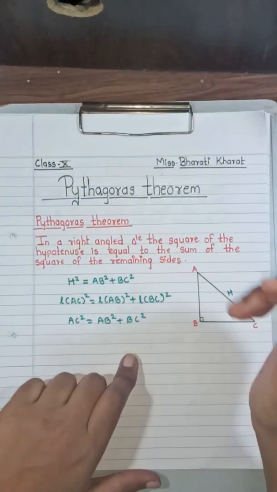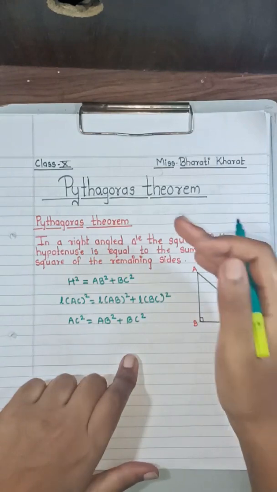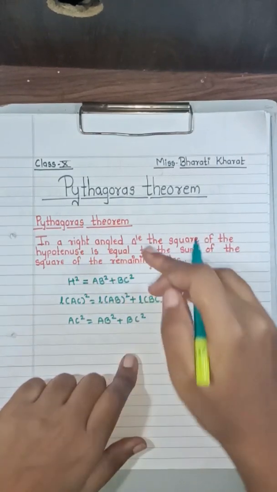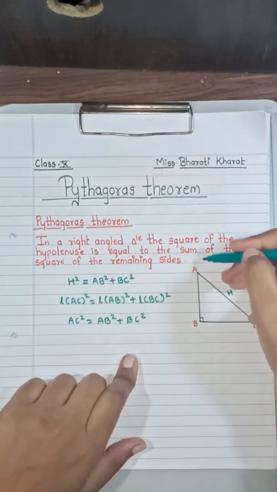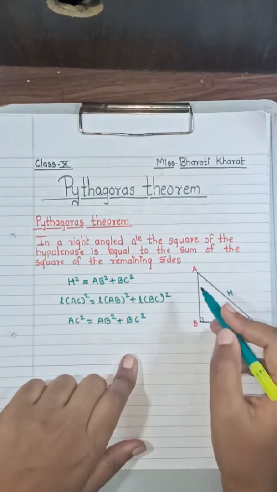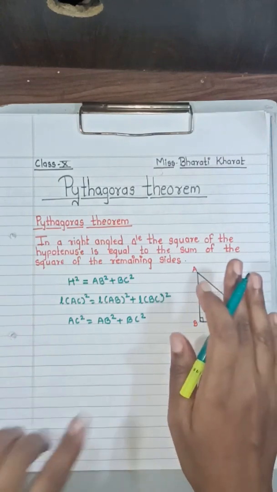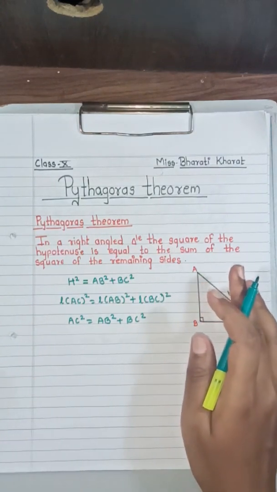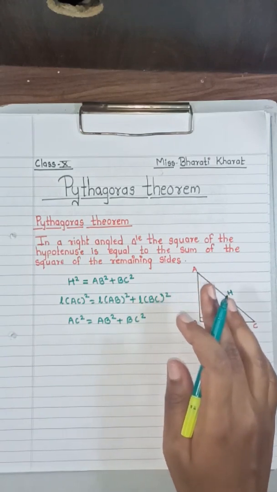So before going to another point, I will repeat the statement once again. In a right angle triangle, the square of hypotenuse is equal to the sum of the square of remaining sides. I hope it is clear to all. Now let us move on towards another point, that is Pythagorean triplet.